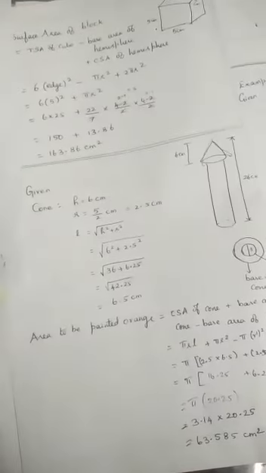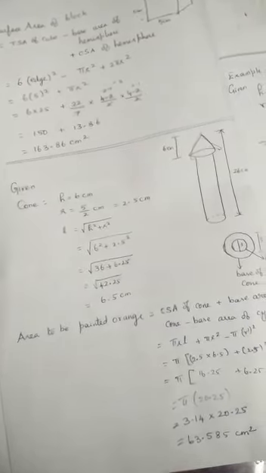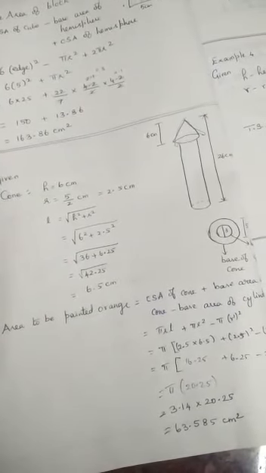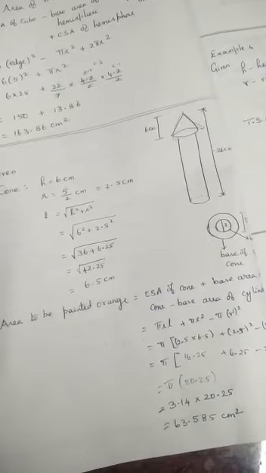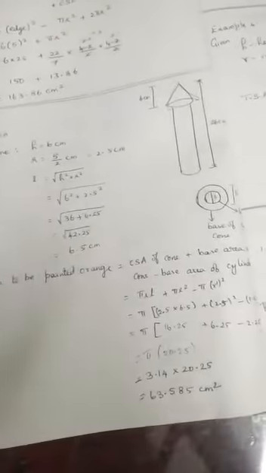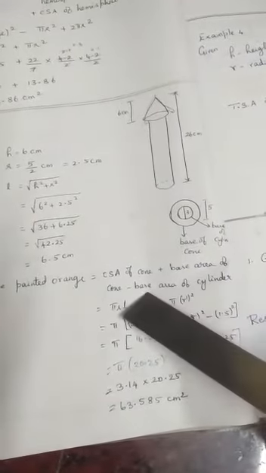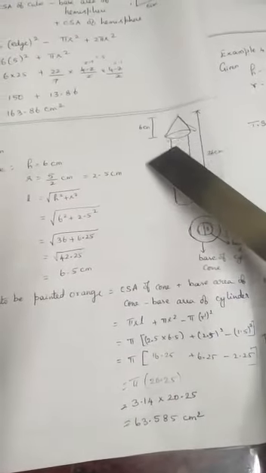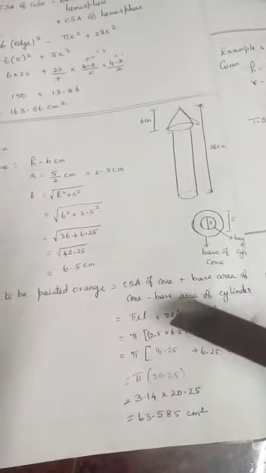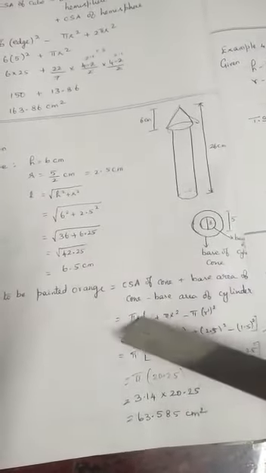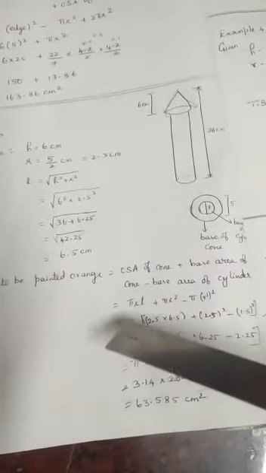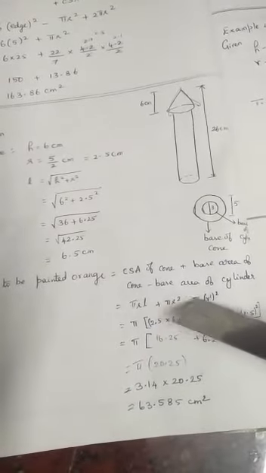Orange means the cone only, because they mentioned the conical portion is to be painted orange and the cylindrical portion is painted yellow. So for the conical portion you have to find the cone's area. Add the base area of the cone and subtract the base area of the cylinder, because the cylinder part will be closed where it is surmounted. So pi r l plus pi r squared minus pi r dash squared.